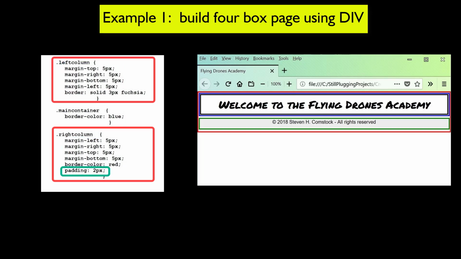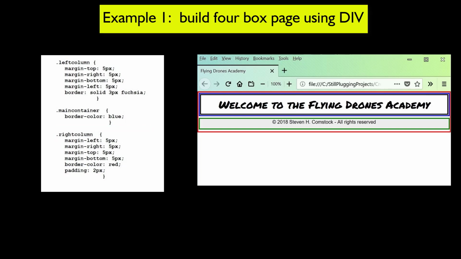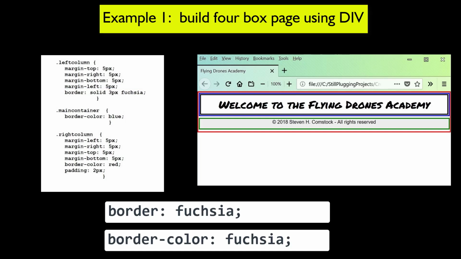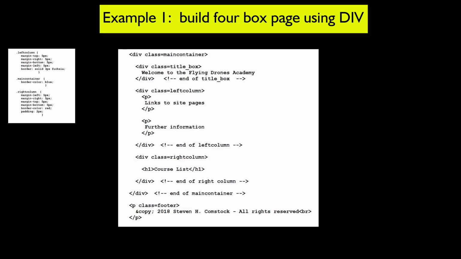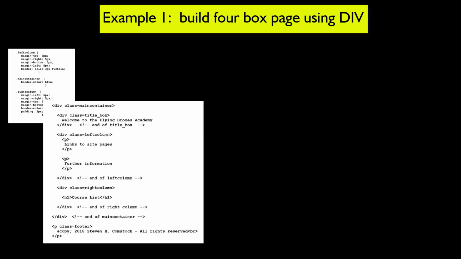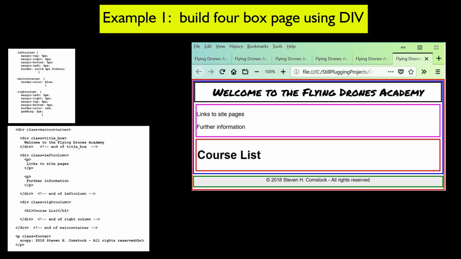Also, note I coded a padding entry for the right column class. Finally, just to point out, I could have coded the border property for left column as border: fuchsia or border-color fuchsia. Then, in the body, I coded this, which defines a div element for left column containing 2 paragraph elements and a div element for right column that contains an H1 element. And this displays as not what I'm after. The problem here is that browsers create boxes as wide as their container by default.